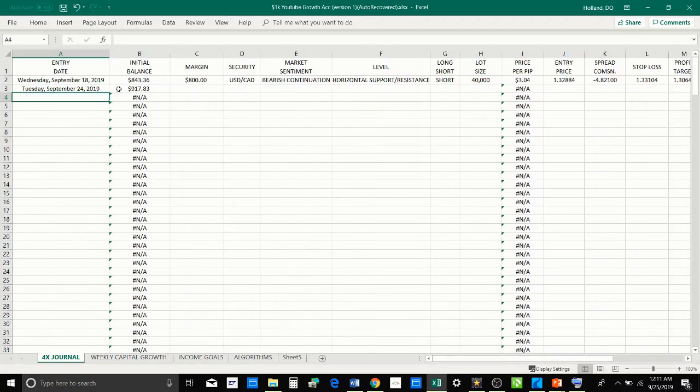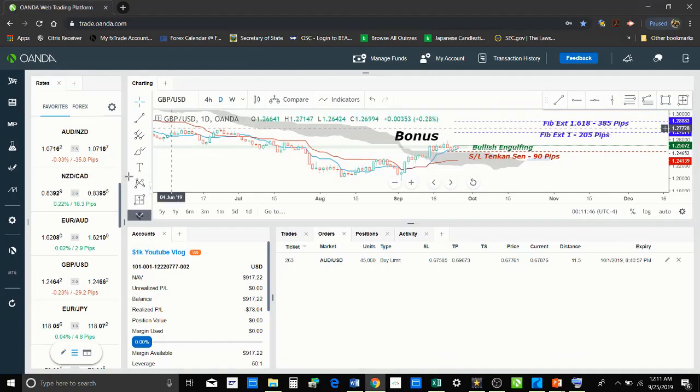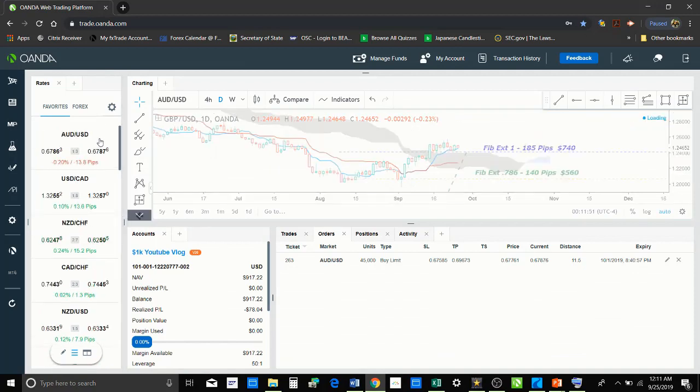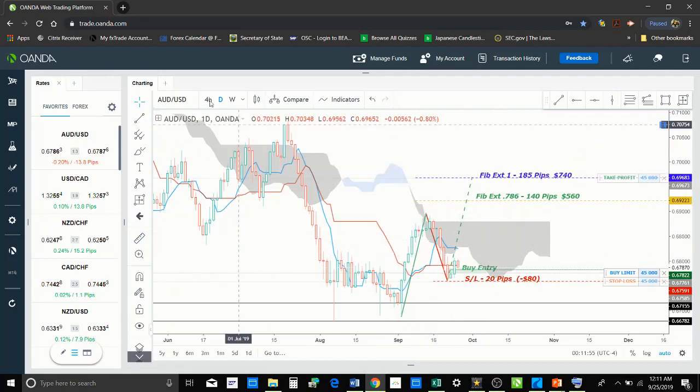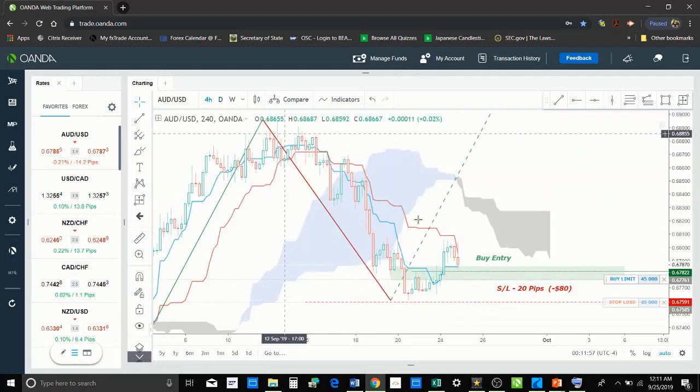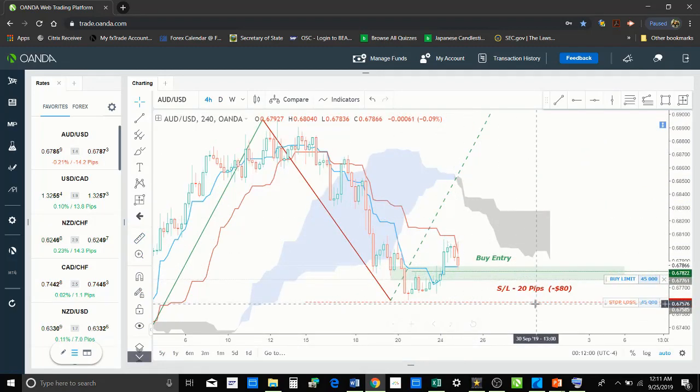This is going to be the slot for my Aussie USD trade if I'm triggered. Looking at my Aussie USD, you'll see I'm just waiting for price to retrace into my buy zone. And I'm basically almost there.